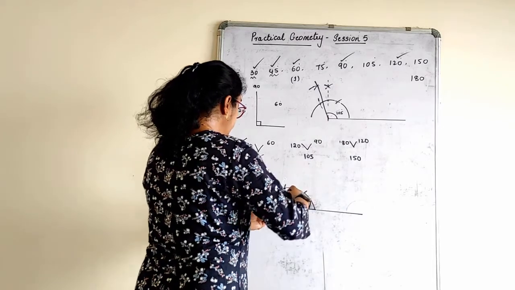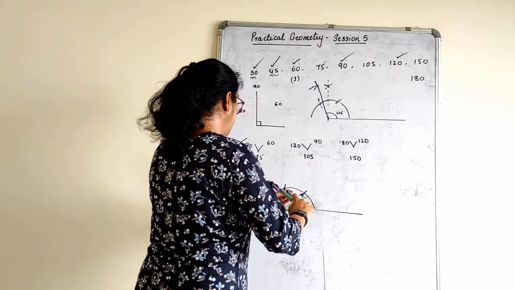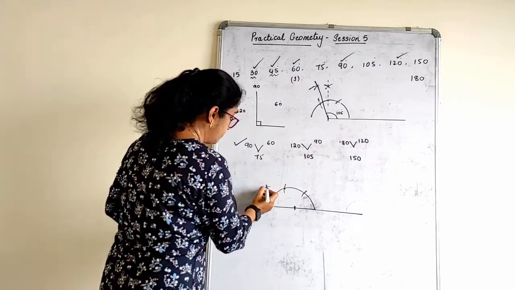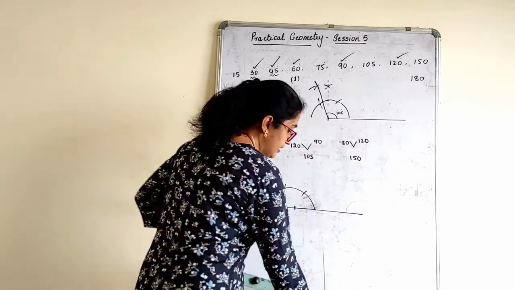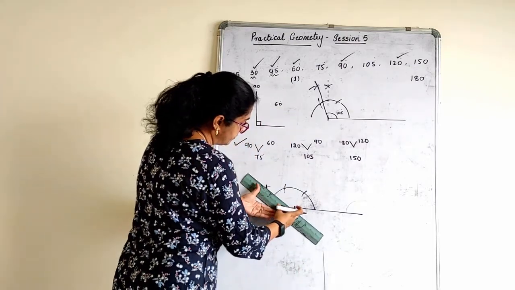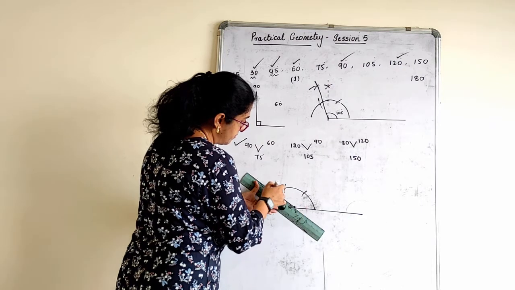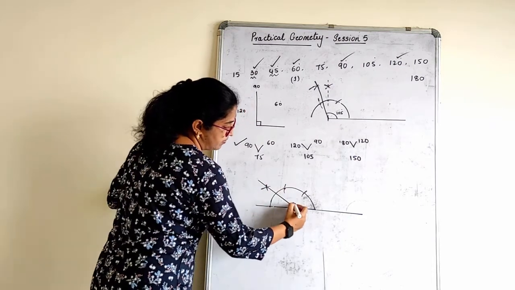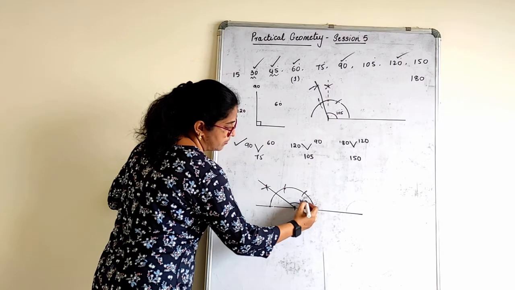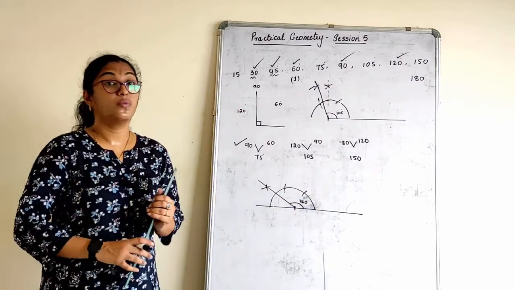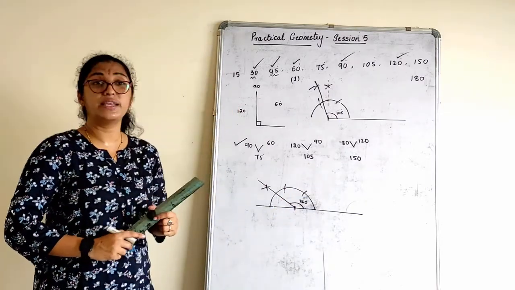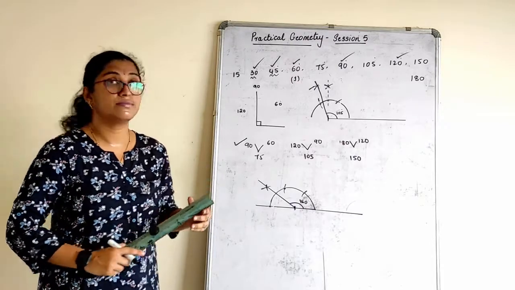Bisector from here, cut an arc. Bisector from here, cut an arc. This line, what you get here, point of contact. 150. Very clear? That is how we construct these triangles.